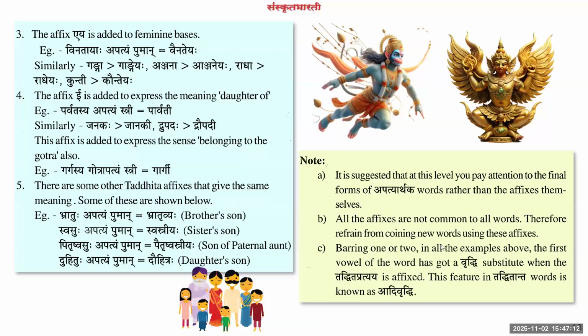Sir, excuse me. What would be Gargasya Apatyam Stri? Would that also be Gargi? Gargi only. It would be. Only by context we know whether it is Gotrapatya or direct Apatya. Good question. It won't become Gargihi or something else. No. All right. So this is Anjaneyaha and this is Vainateyaha.